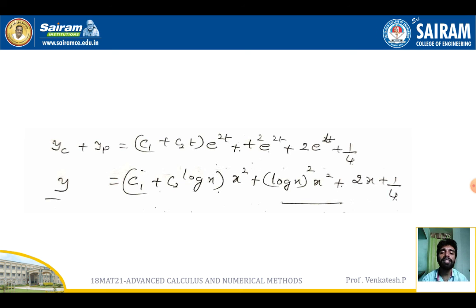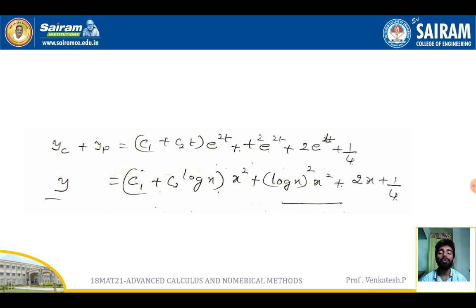So I will get c1 plus c2, t is equal to log x, so I will get c1 plus c2 log x, e power 2t will be x square here, so I got x square, plus log x whole square, x square by 2, plus 2x plus 1 by 4. This is the required solution for the given Cauchy's differential equation.